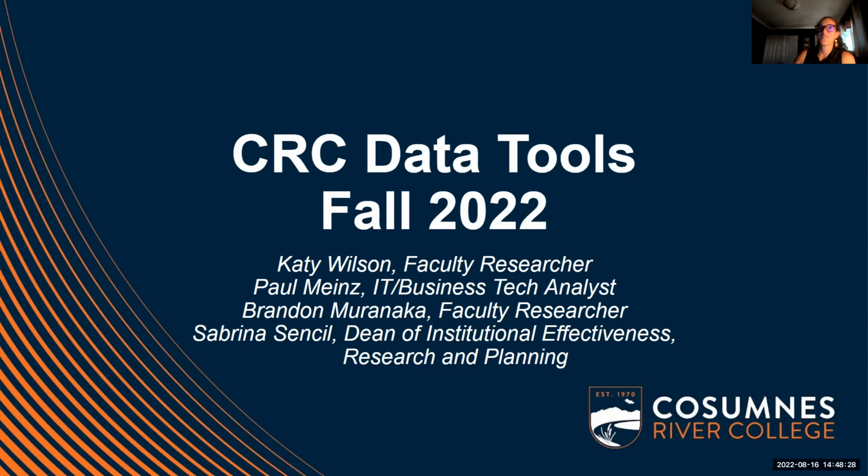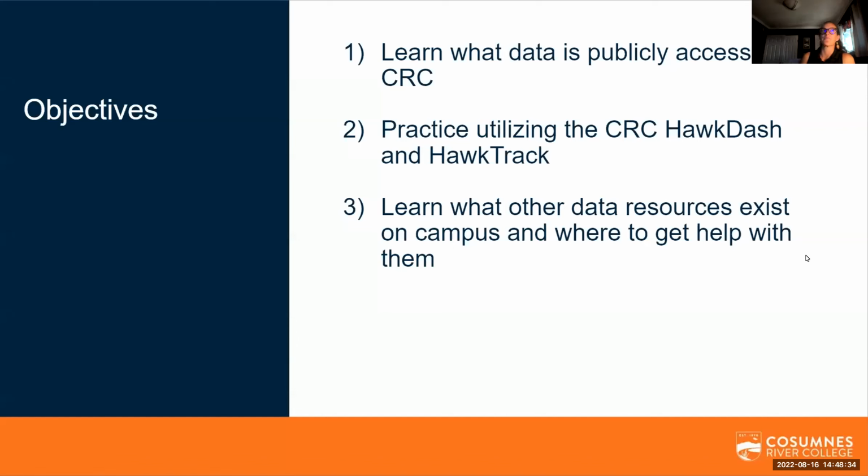So we are here today to talk about the various data resources that we have on campus. Some of the objectives for our presentation today are to learn what data are publicly accessible to us at CRC, and to practice utilizing our two main tools and most accessed tools, the CRC HawkDash and HawkTrack. You might be familiar with those tools already. And then finally, we're going to do a brief dive into some of the other data resources that exist on campus and where to get help with those resources, or with any of your other data needs.